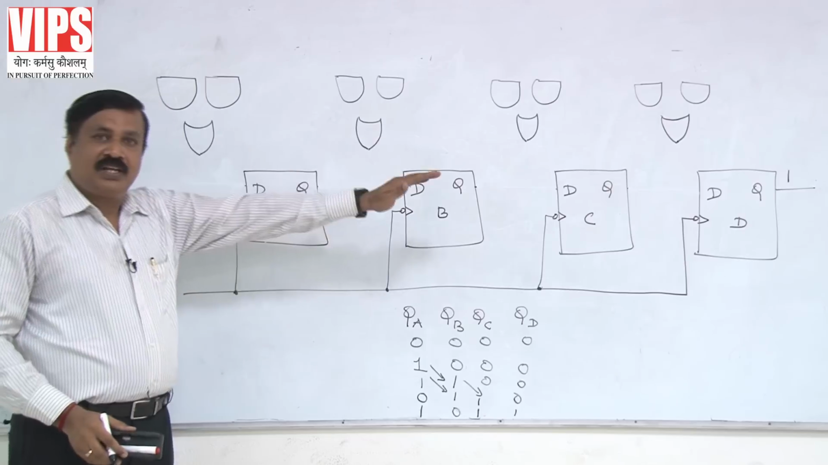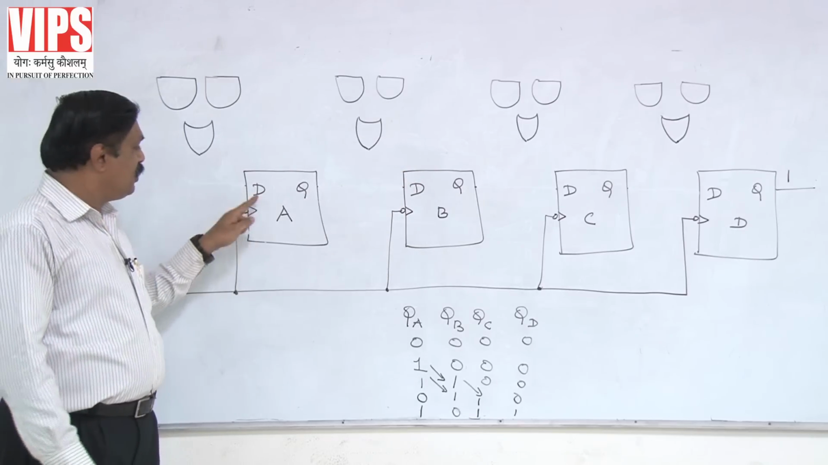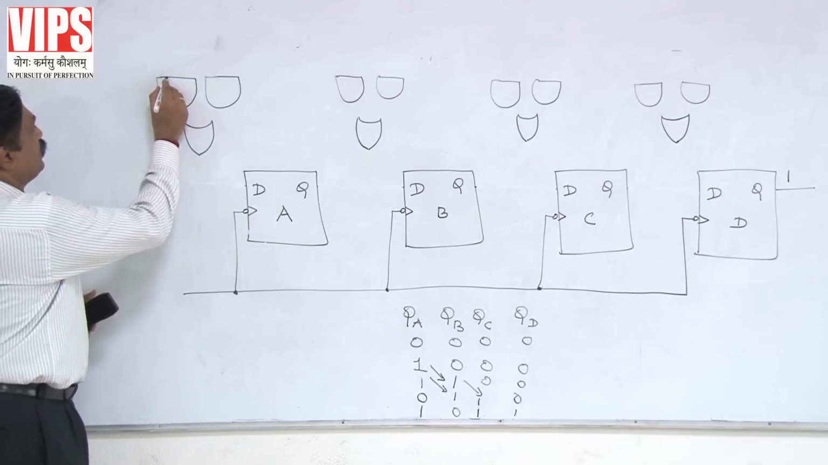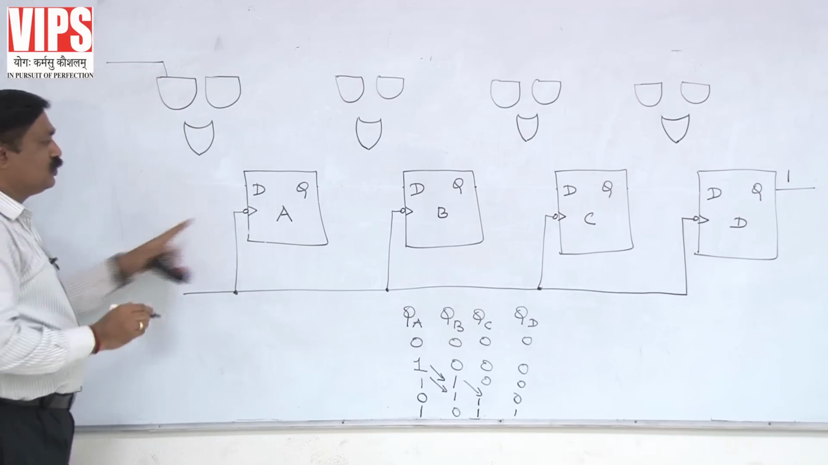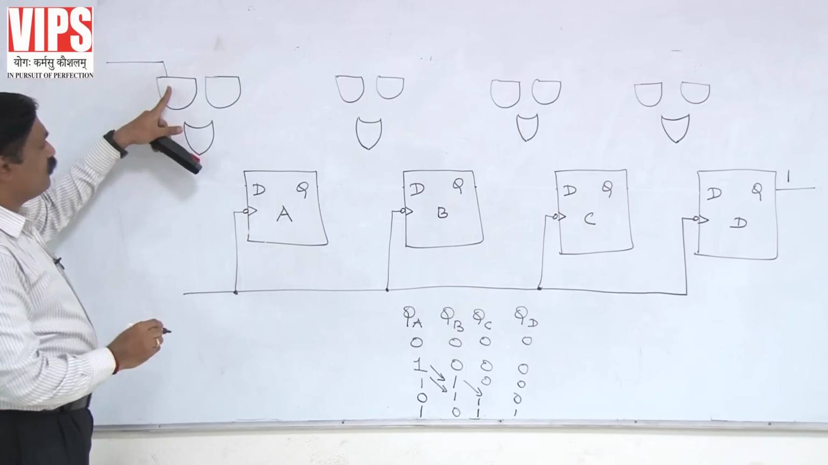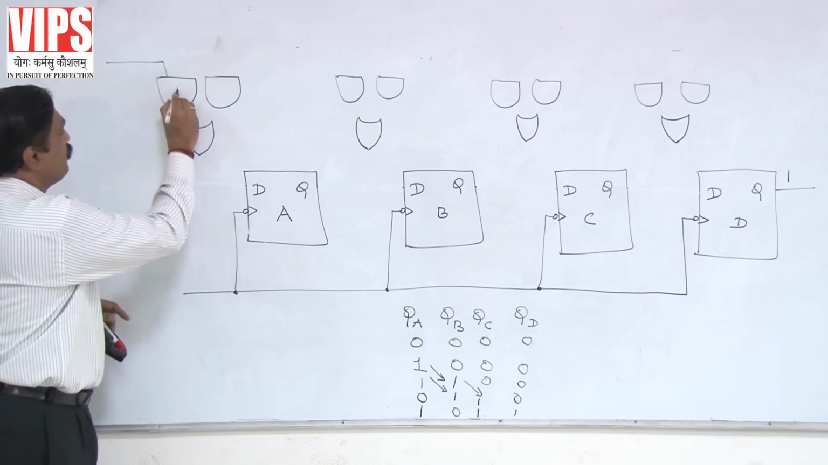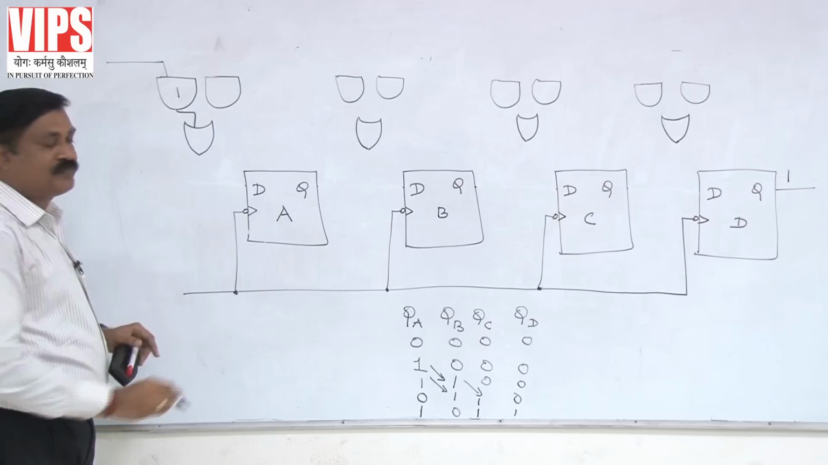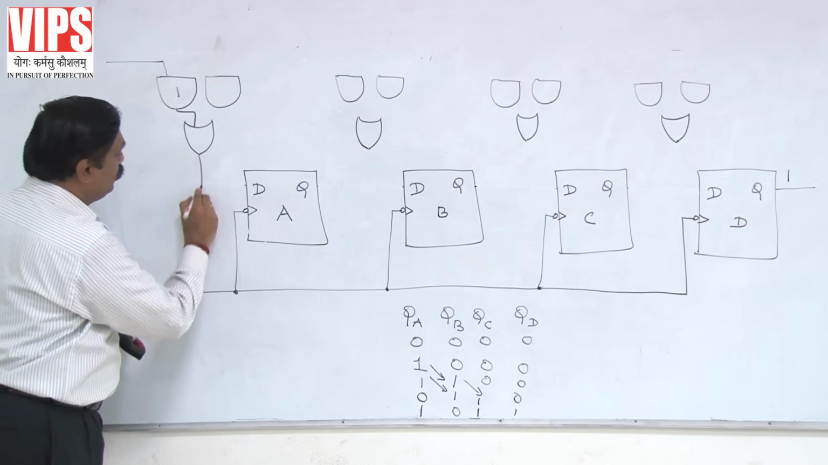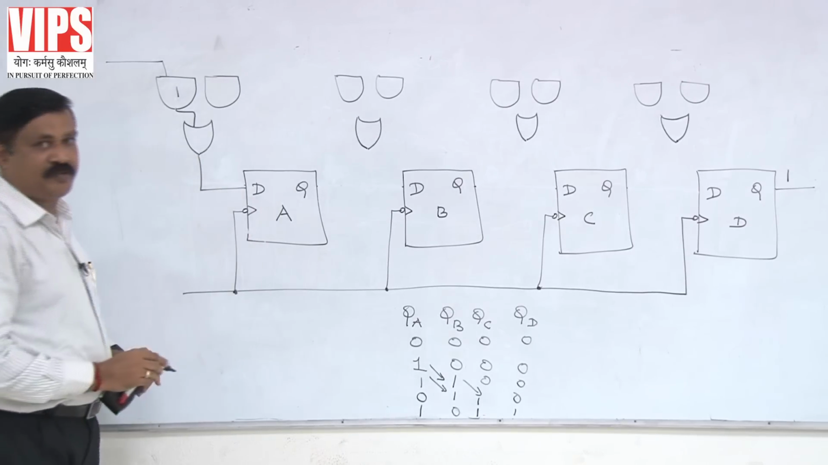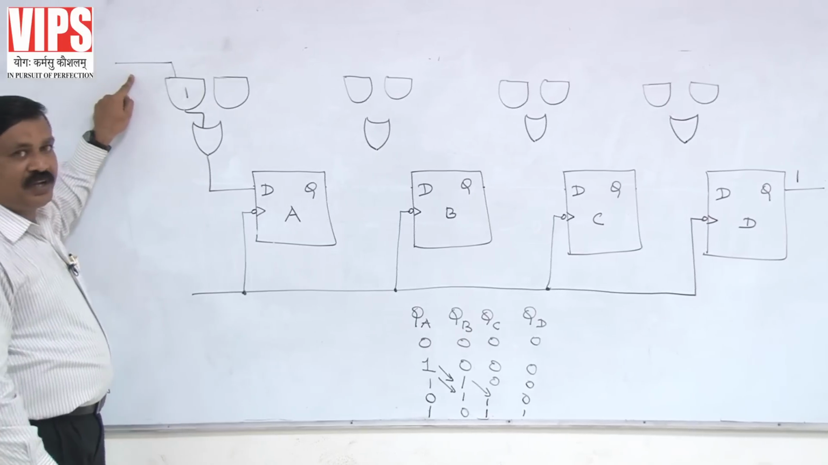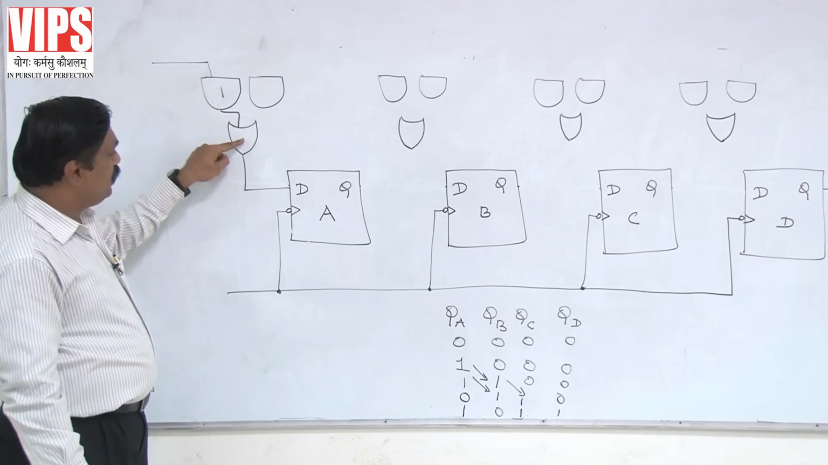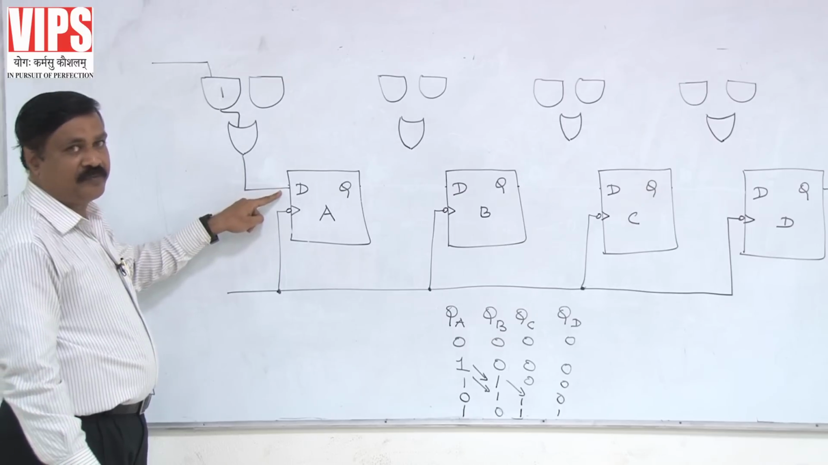In serial in, what have we done? We have given the input to the D. Now also give the input to the D through the first AND gate, and this AND gate is connected to the OR gate, and this OR output is connected to D. Data is given here. Data comes through the AND gate and OR gate and to the D.